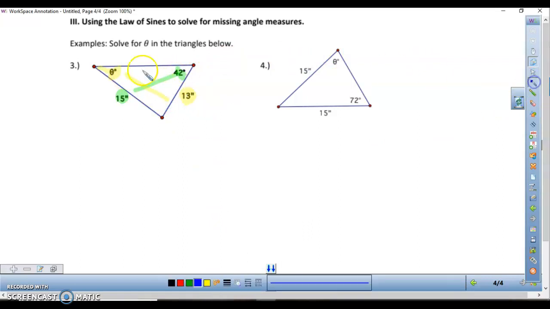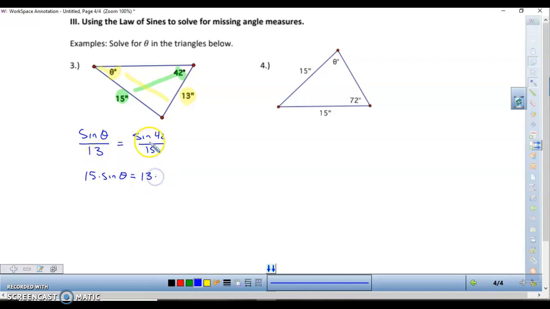So here we go. Sine of theta divided by 13 is equal to the sine of 42 divided by 15. I will now do my cross multiplication and get 15 times the sine of theta is equal to 13 times the sine of 42. So I just cross multiplied. This stuff together equals this stuff multiplied together. Now I am trying to solve for theta.